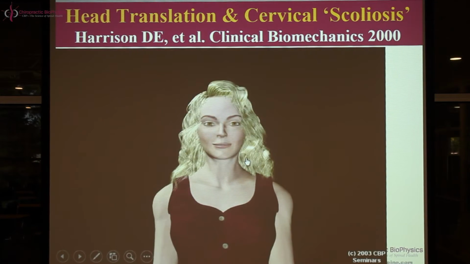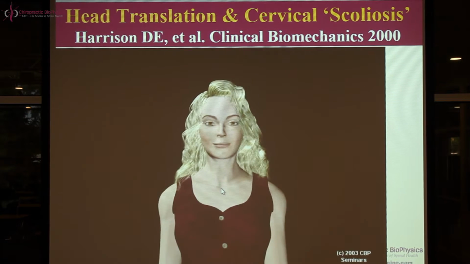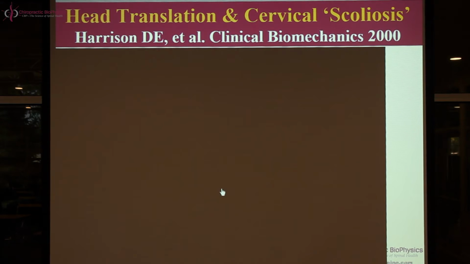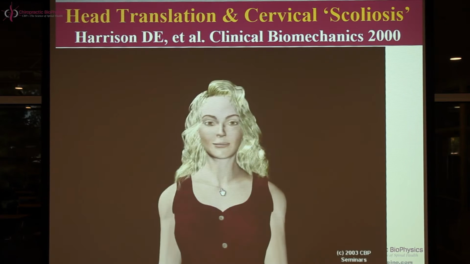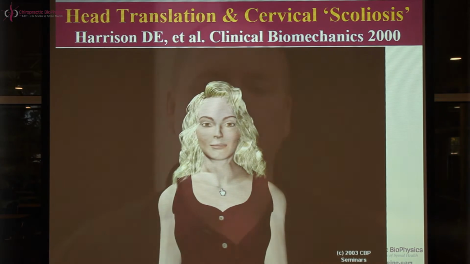So as an example, please watch this animation. The neutral alignment is shown here. We have the center of the skull, center of mass of the skull lined up with the upper thoracic spine. When I play this animation, this is a head translation. This is a non-neutral postural displacement. So her head is shifting to the right side. I'm going to play that again for you. So the head is shifting to the right side.